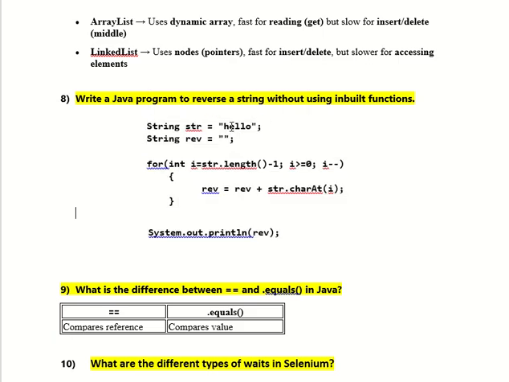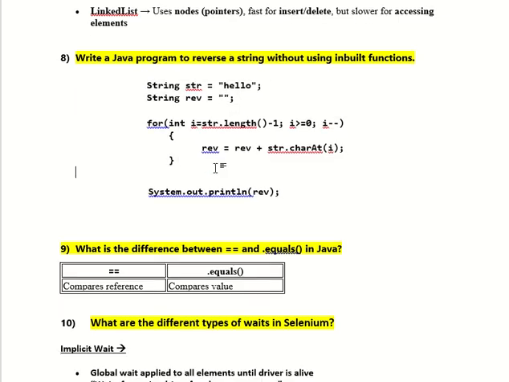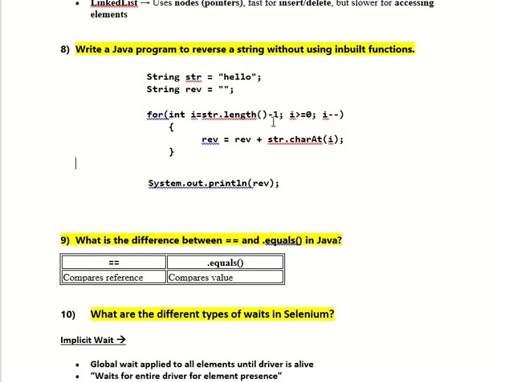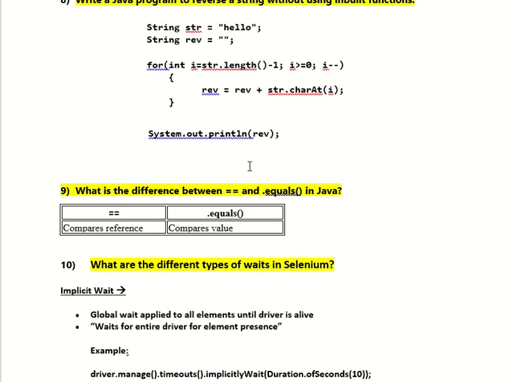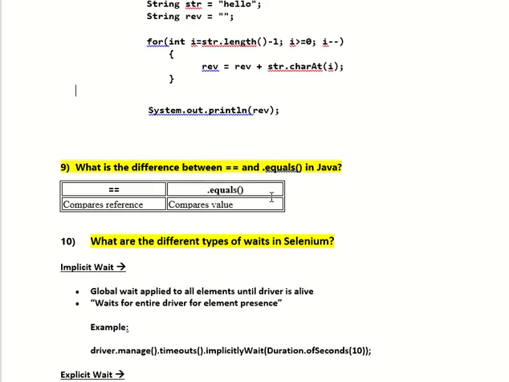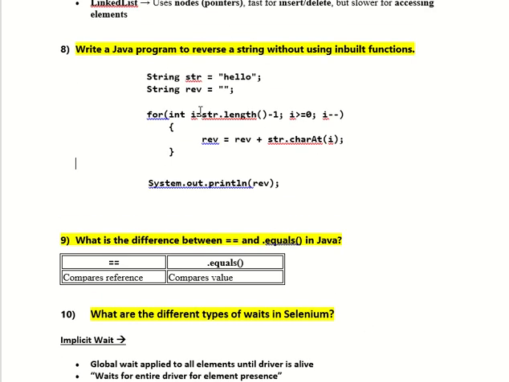Initially, we are creating a string object, and another object with no value, and then we are starting from the final value, and ending it at greater than or equal to 0, and we are decrementing the value. We are iterating through each and every character, storing them one by one in the reverse order, and then finally printing the string. So this is how you can demonstrate. They might ask you to share the screen and write this program.